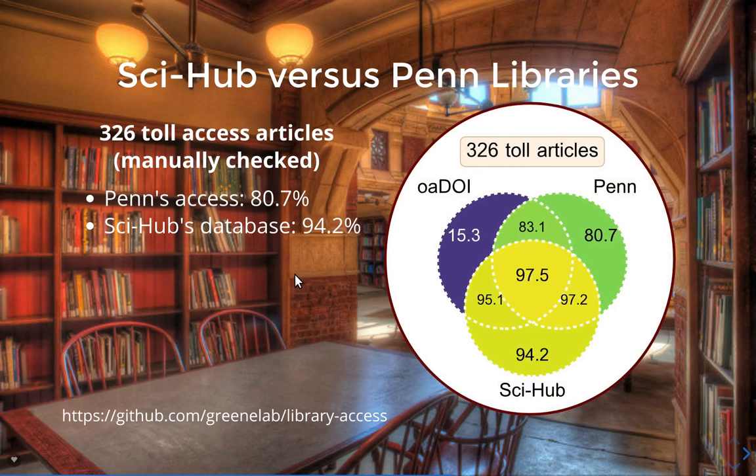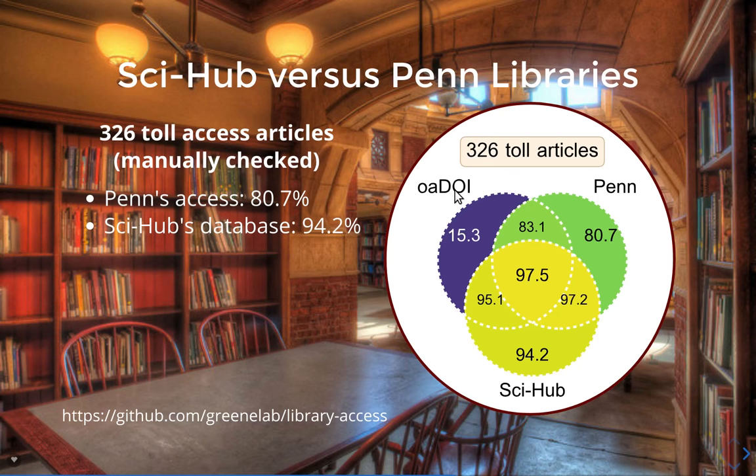And this is a confusing plot to most people, but I don't think it has to be that confusing. So there's three methods that we're showing of how you could access literature. One is through Sci-Hub, one is through Penn's library, and the other is through using the OADOI, or now called Unpaywall resource, which tries to find essentially a green open access version of a paywalled article. And so here are the numbers I showed you for Penn and Sci-Hub. Notice that the number for OADOI is very low, 15%.